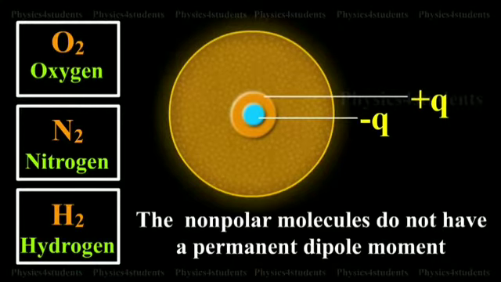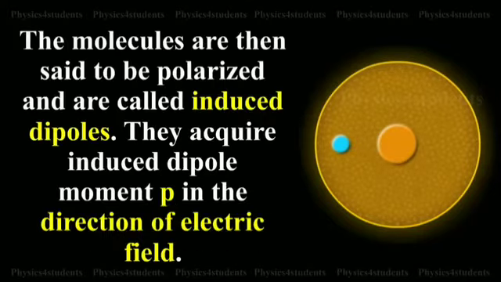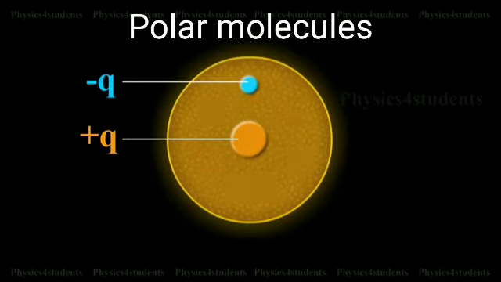When an external electric field is applied, the centers of positive and negative charges are separated by a small distance, which induces dipole moment in the direction of the external electric field. Then the dielectric is said to be polarized by an external electric field. When an external electric field is applied, the positive and negative charges are separated. This is dipole moment.